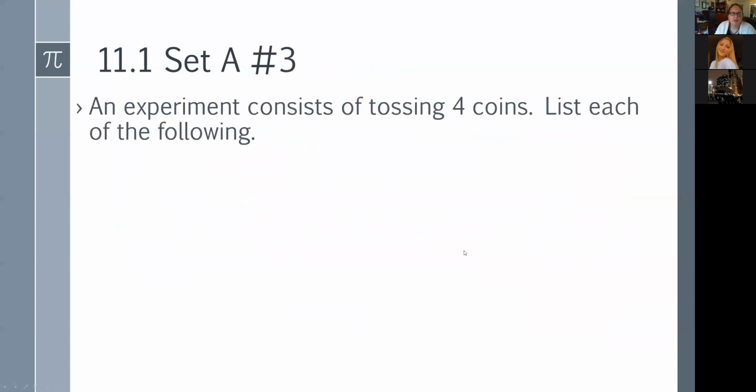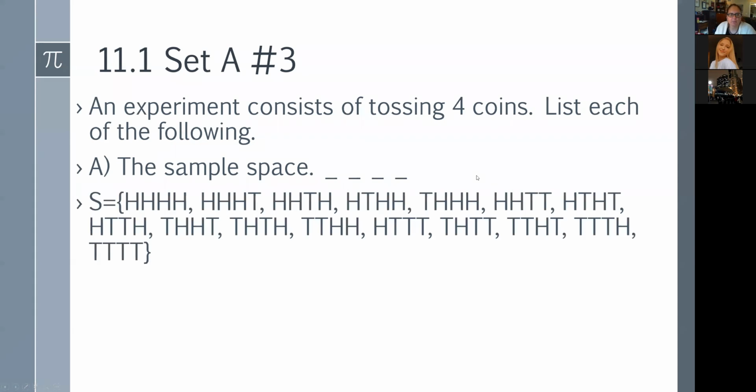Next, we'll take a look at number 3. An experiment consists of tossing 4 coins. List each of the following. The sample space. So since we're tossing 4 coins, we want to see what do we get on the first coin, what do we get on the second coin, what do we get on the third coin, and what do we get on the fourth coin.